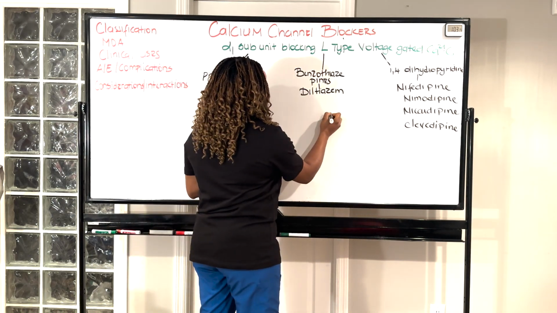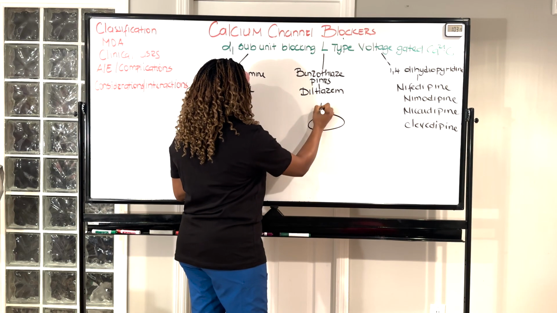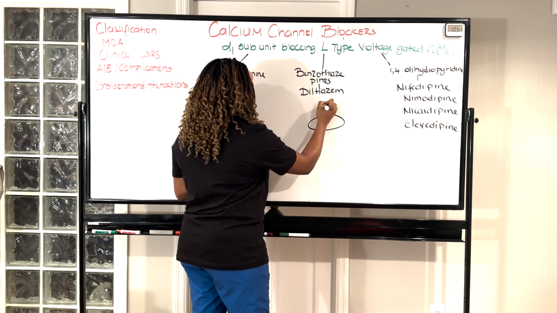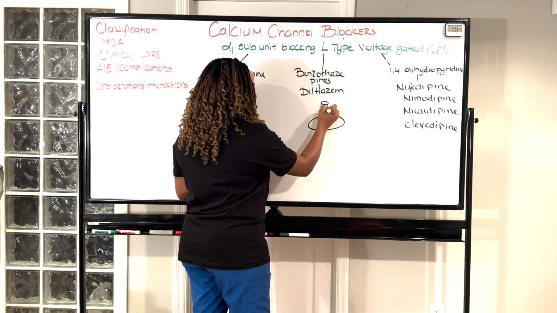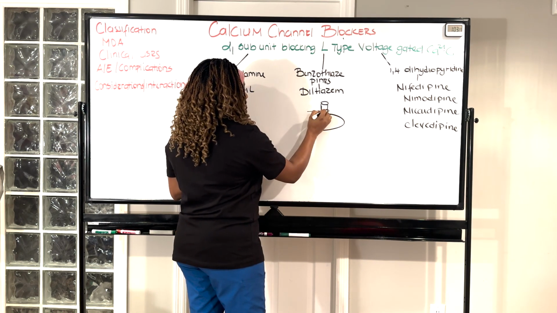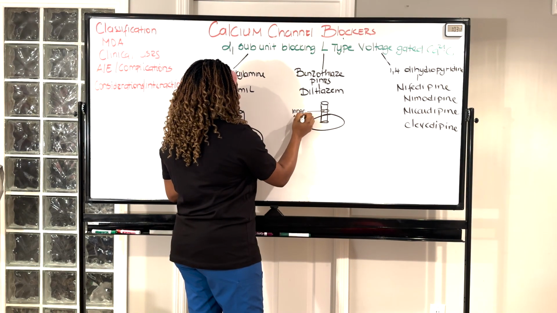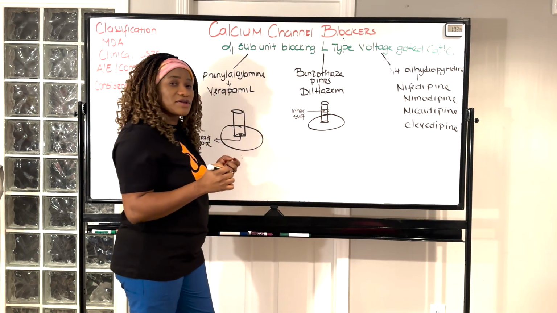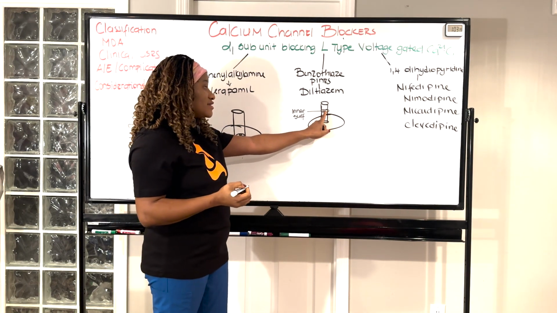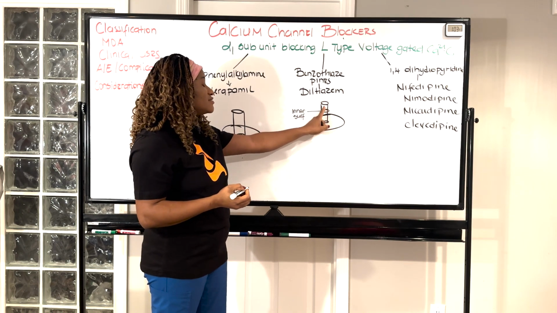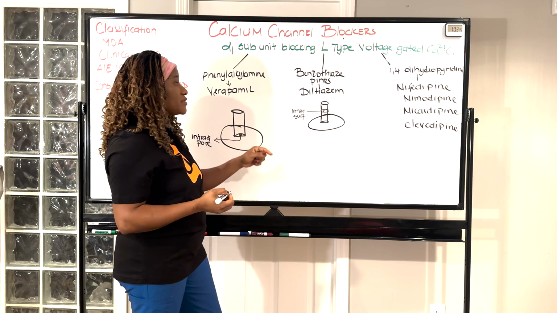Now let's look at diltiazem. We still have our cell here. We have our transmembrane voltage gated channel. Diltiazem is going to act here on the inner surface. Now, the book says that their mechanism is really unclear, but we think that they act over here. And for them to be able to act here, they also need this channel to be open, just like verapamil.